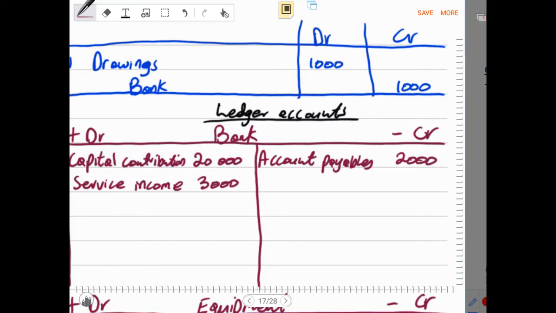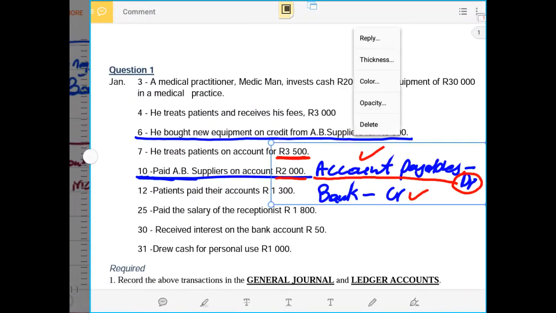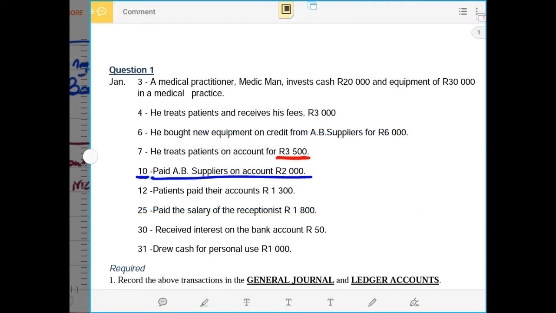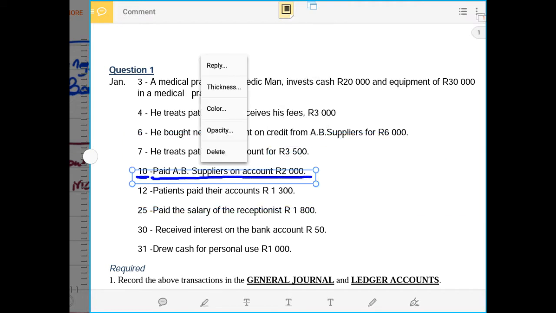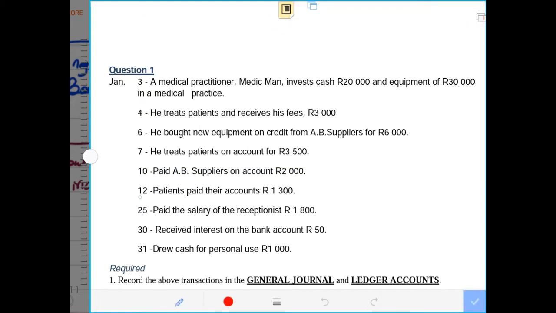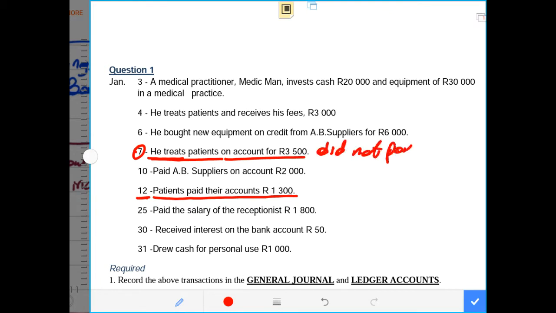Then we go to the next entry and we see what the next entry has for us. And the next entry is on the 12th of the month. And on the 12th of the month, it says that the patient paid their account. Remember, on the 7th, we treated a patient on account. This customer did not pay then, and this customer is paying now. So now the customer is paying the amount that he was owing, which was 3.5, but he only pays 1.3.